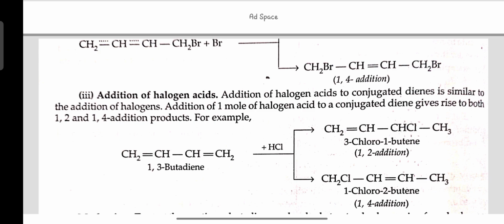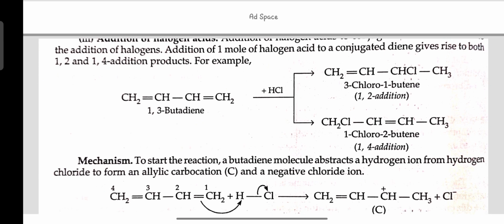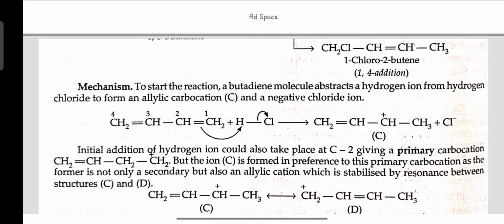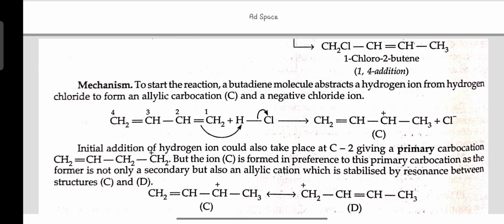Third, addition of halogen acids. Addition of halogen acids to conjugated dienes is similar to the addition of halogens. Addition of 1 mole of halogen acid to a conjugated diene gives rise to both 1,2 and 1,4 addition products. For example, the mechanism: to start the reaction, a butadiene molecule abstracts a hydrogen ion from hydrogen chloride to form an allylic carbocation and a negative chloride ion.